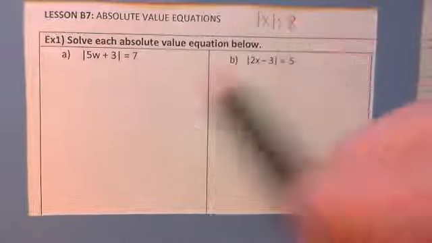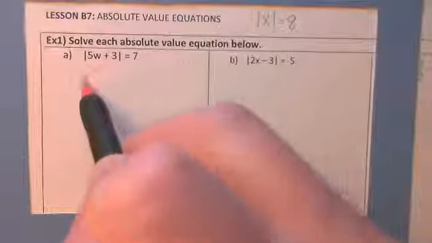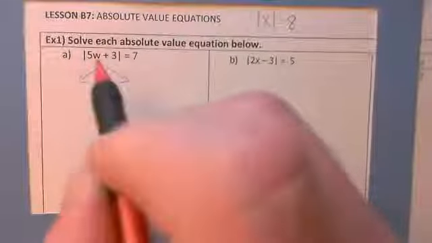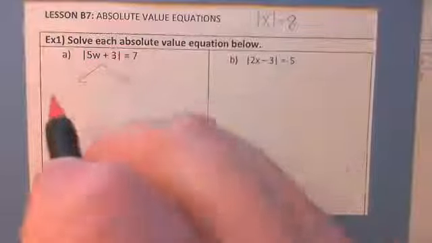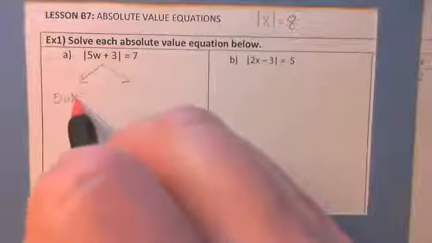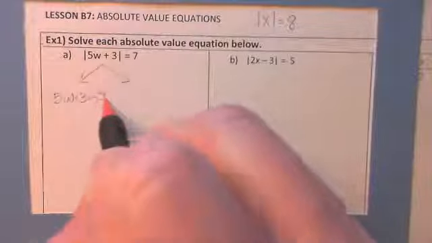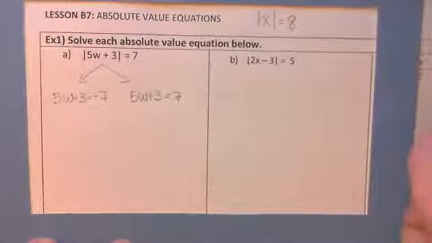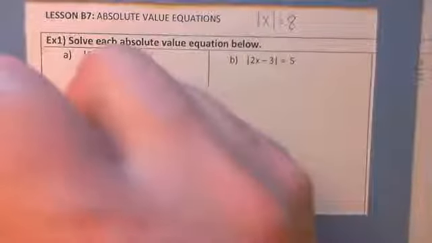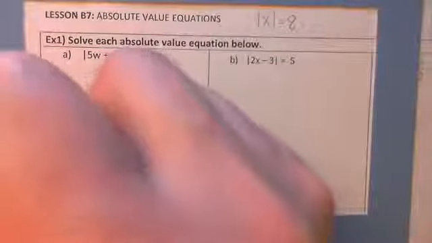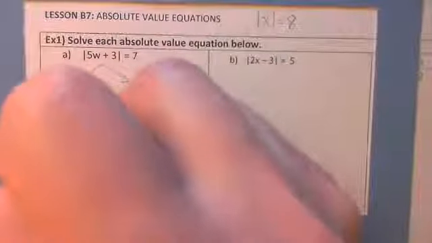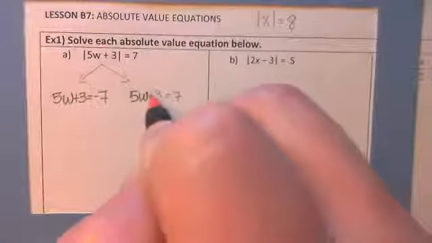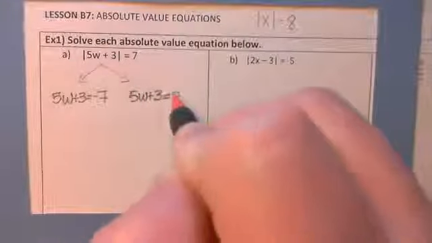With that in mind, whenever you have the absolute value by itself, you're going to break it into two parts. We're going to say that the inside over here, the 5w plus 3, could equal negative 7, or the 5w plus 3 could equal positive 7. There are two options here that could happen. So 5w plus 3 could equal negative 7, or 5w plus 3 could equal positive 7.